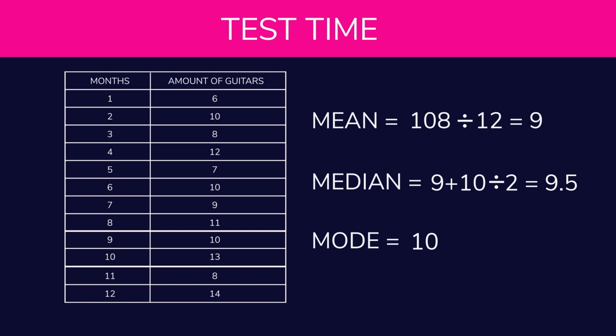That means, on average, the shop sells 9 guitars per month. Most months fall around 9.5, and 10 guitars is the most common number sold in a month.